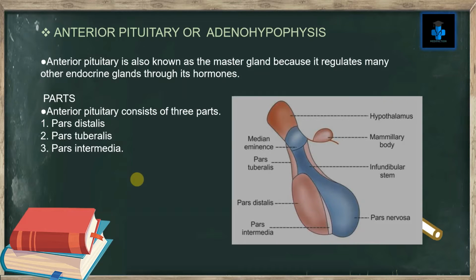Now let's learn about anterior pituitary or adenohypophysis. Anterior pituitary is also known as the master gland because it regulates many other endocrine glands through its hormones. The parts consist of pars distalis, pars tuberalis, and pars intermedia. This one here is the pars intermedia. This is called pars distalis, and this is the pars tuberalis of anterior pituitary.